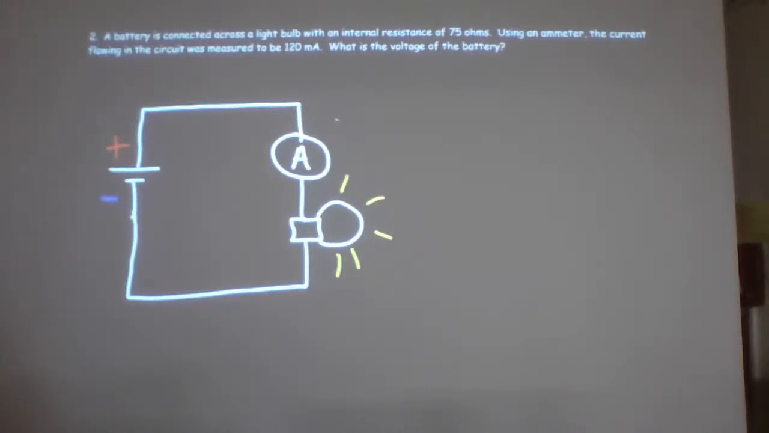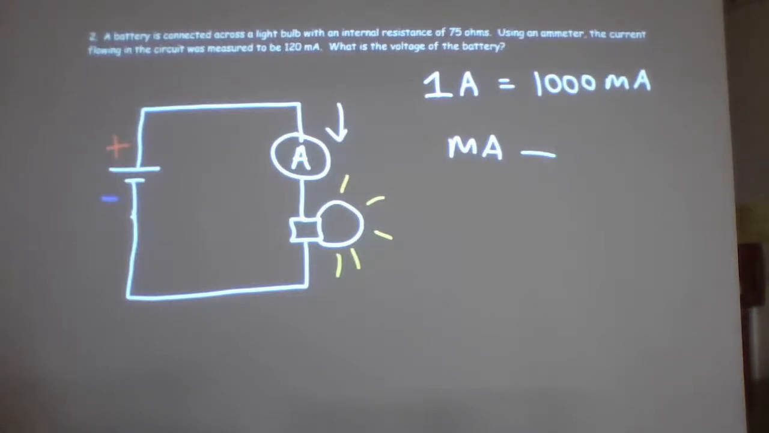Now the ammeter detects a current of 120 milliamps. How can we convert that to amps? Now it's important to understand that 1 amp is equal to a current of 1,000 milliamps. So to convert milliamps to amps, you need to divide by 1,000.